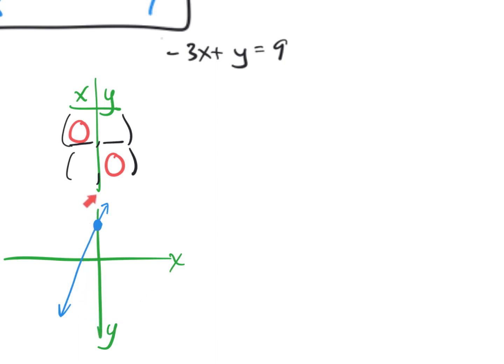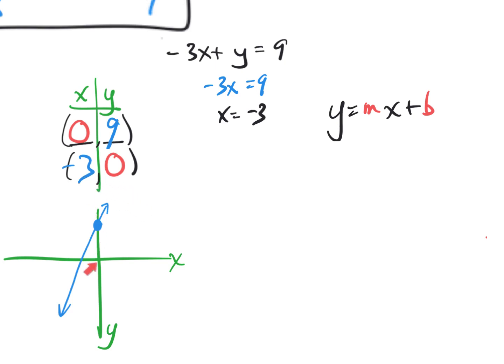And if we find where it crosses the y-axis, when you didn't move left or right at all, we'll know b. And we'll be able to answer that question a different way. So if x is equal to 0, then -3 times 0 is 0, and we're left with just y equals 9. And if y is equal to 0, then we'll just be left with -3x plus 0 equals 9. And when we divide both sides by -3, we'll have x equals -3.